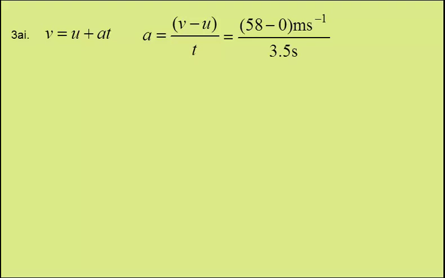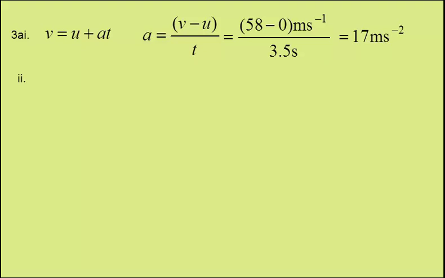In question 3, we have a roller coaster train being accelerated by being pulled horizontally by a cable. In A, we're told it accelerates from rest to 58 meters per second in 3.5 seconds, and the mass is 5,800 kilograms. In part 1, we need to find the average acceleration of the train. Well, for that we can use v equals u plus at, rearranging for the acceleration a, putting in the values, gives 17 meters per second squared.